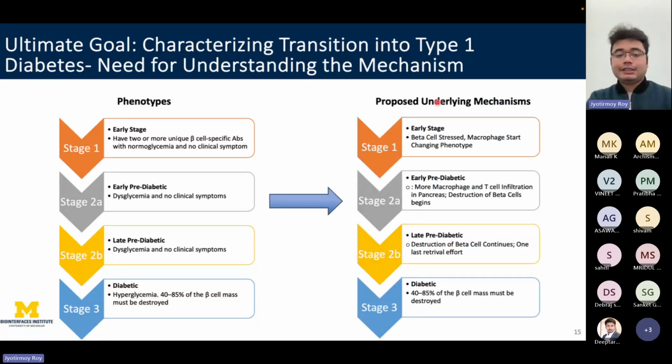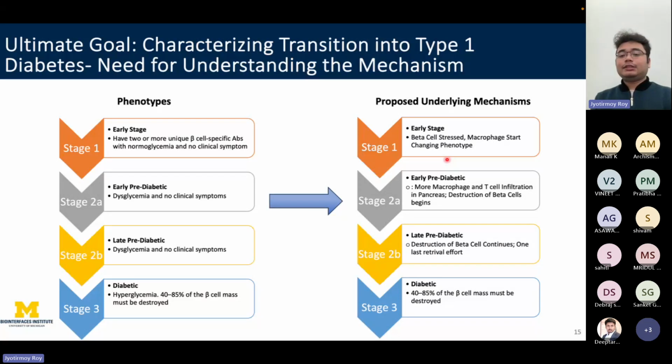This is the proposed mechanism, and it can change as we get results. We propose that during the early stages, the beta cells are stressed out, and the interaction of the beta cells with the macrophages causes them to change their phenotype from the naive state to this pro-inflammation state.